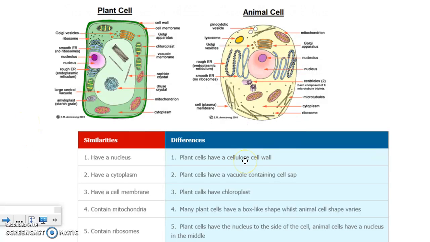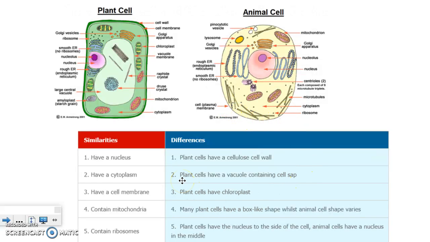Now on the right side of the table, the differences between both cells are highlighted. So in plants, there is a cell wall. So this structure around here is the cell wall. Very thick structure, helps the plants to be rigid and protects the inside of the plant cell. Animal cells do not have a cell wall. They only have a cell membrane. So there's no cell wall in an animal cell.